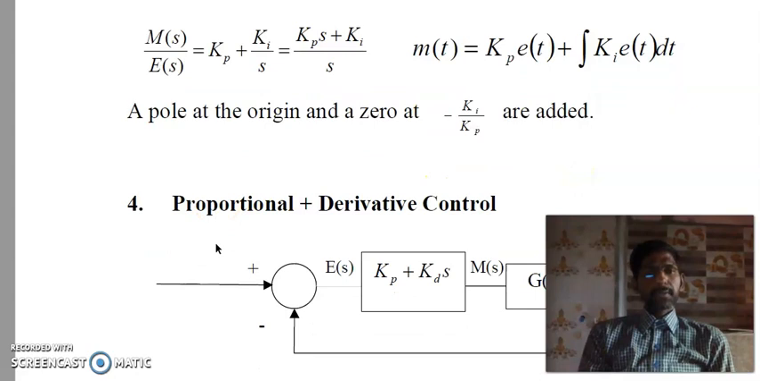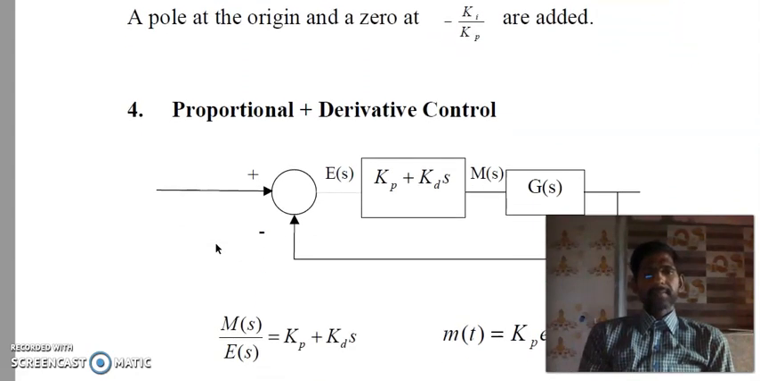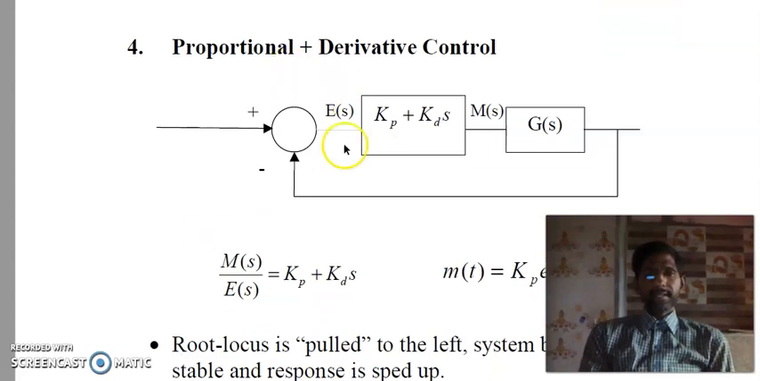The next one is the proportional plus derivative controller. Here, proportional means Kp, derivative controller means Kd into S, whereas integral controller means Ki by S. This can be written as M of S divided by E of S, output divided by input, equals the gain Kp plus Kd into S. If you convert this S domain to the time domain, we will get M of t equals Kp into E of t plus Kd into d by dt of E of t.